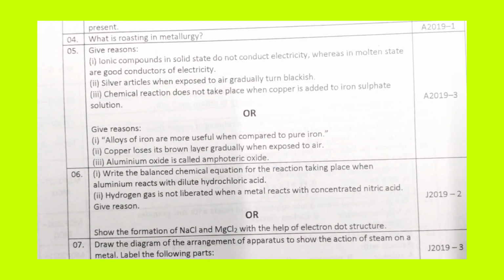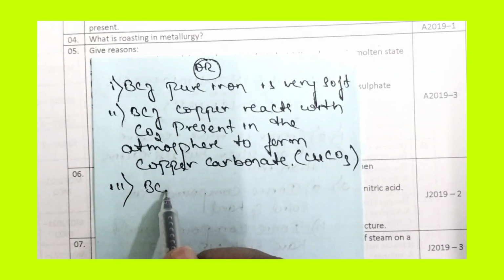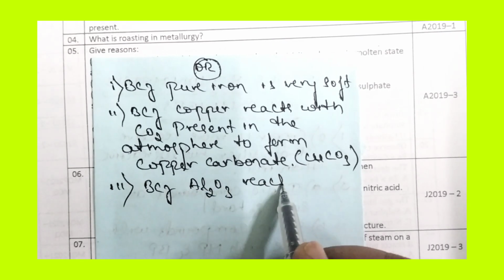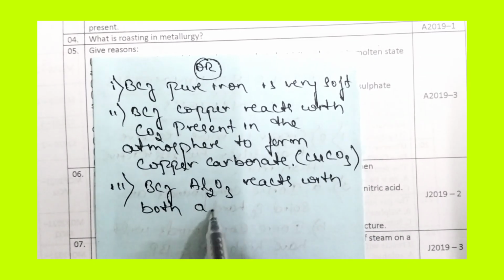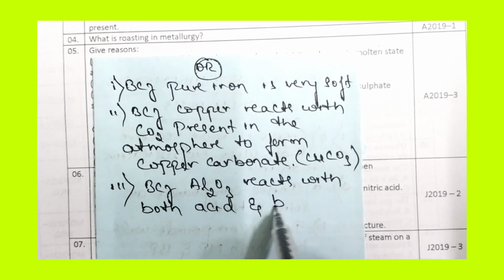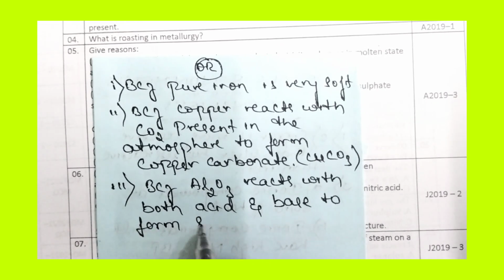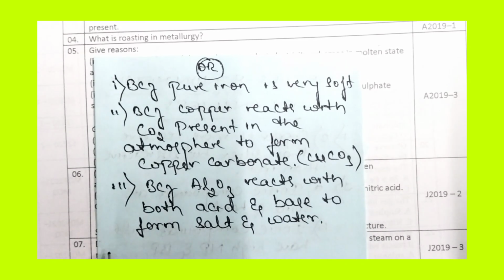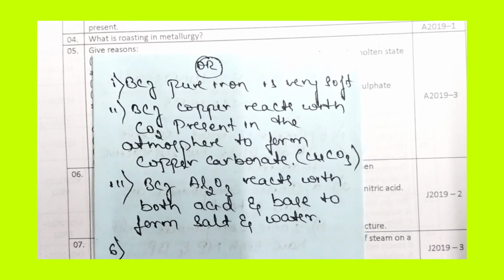And the third give reason is: aluminum oxide is called amphoteric oxide because aluminum oxide reacts with both acid and base to form salt and water. Therefore it is called amphoteric oxide, because it reacts with both acid and base to form salt and water.